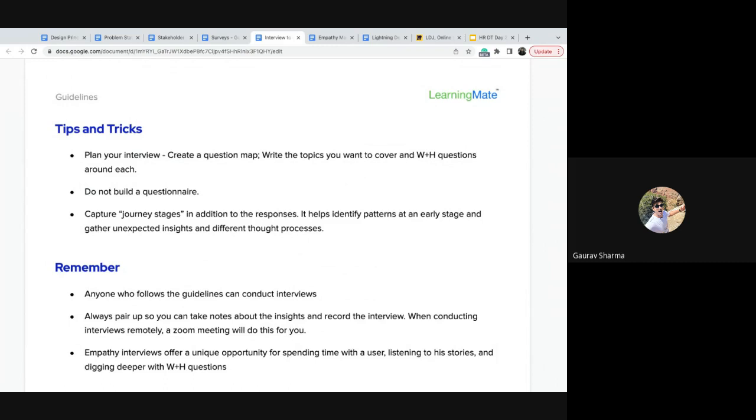Write the topics you want to cover with why and how questions around each of these areas, right? What are the areas that you want to touch upon? Do not build a questionnaire beforehand. You're only talking about the question map, the area and the topic. You would want to create questions on those as the user answers. Capture the journey stages in addition to the responses. It helps identify patterns at an early stage and gather unexpected insights and different thought processes, right?